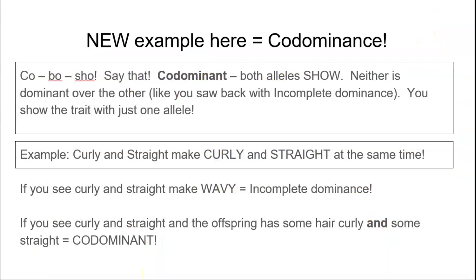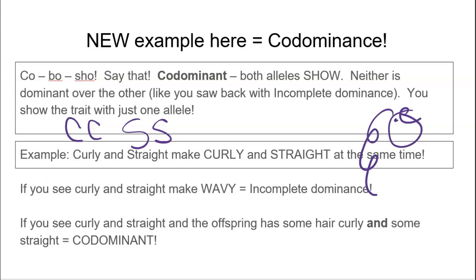So when we talk about codominance, co-bo-show, codominance, both alleles show. Neither one is completely dominant, and you don't end up with something in between. Our new example would be like if you had something curly and something straight. In this case, the hair would end up being both curly and straight at the same time. You would have both types of hair on your head, curly hairs and straight hairs. That would be an interesting hairstyle, but it could be inherited because of codominance.